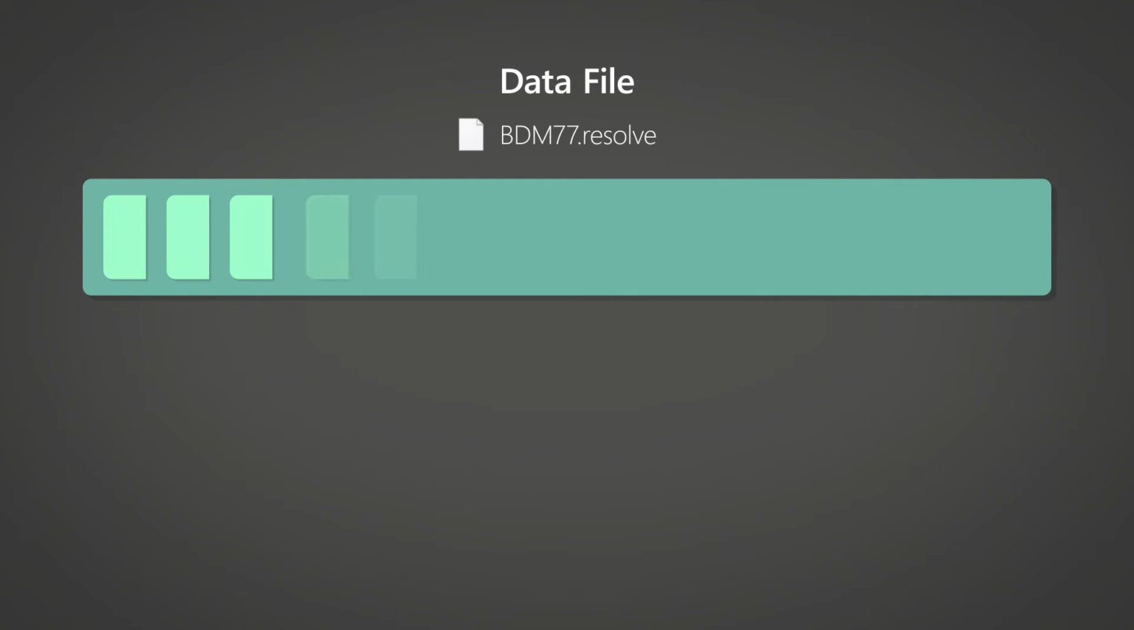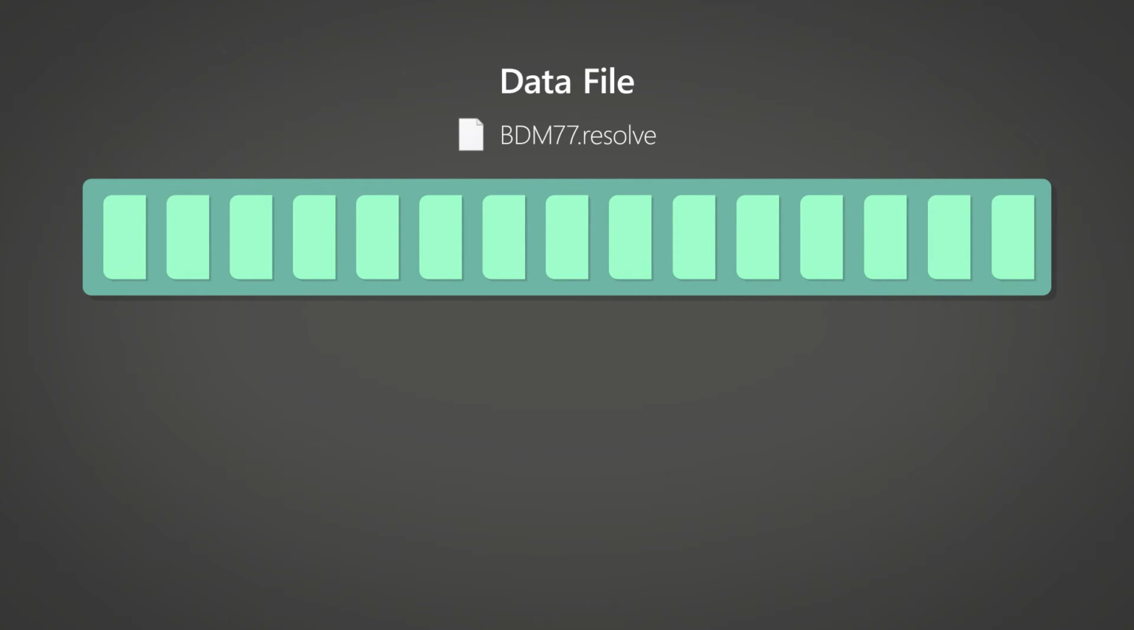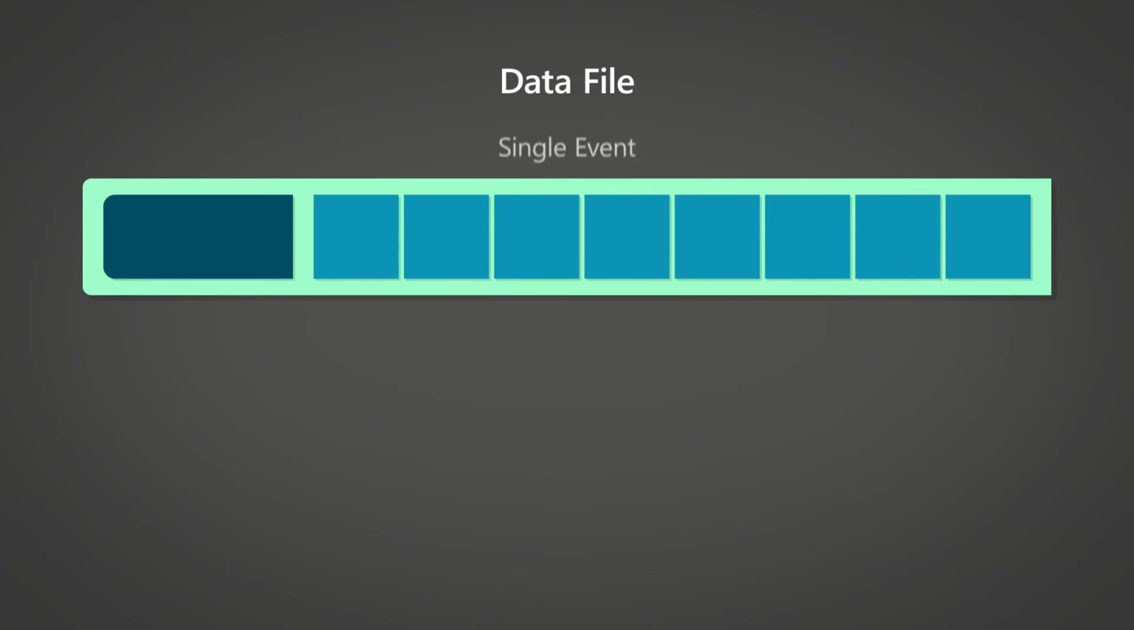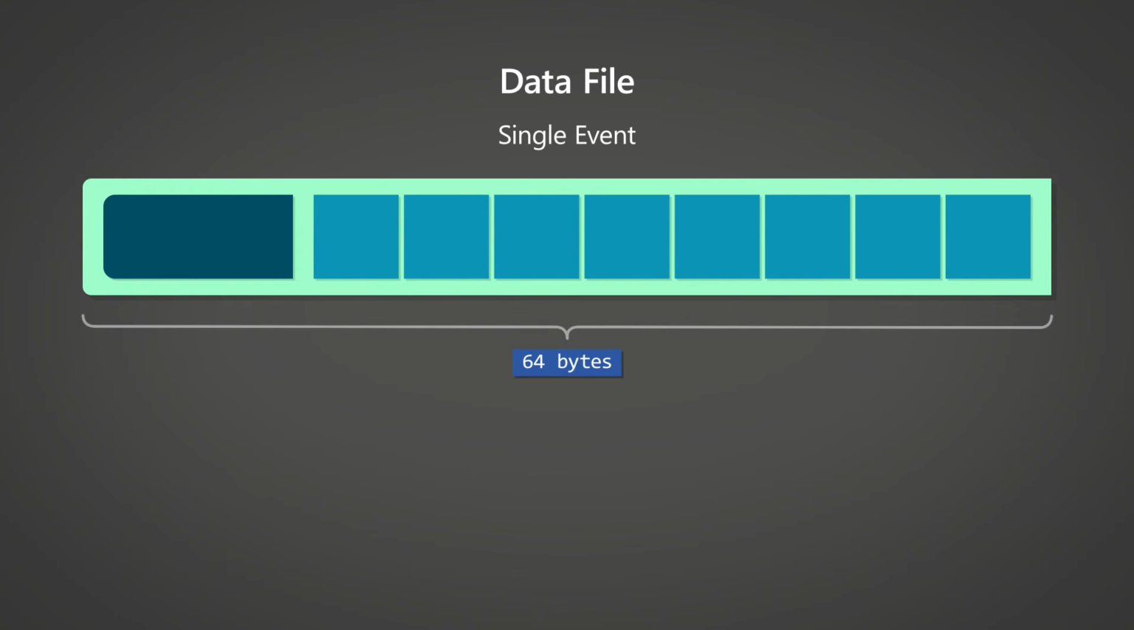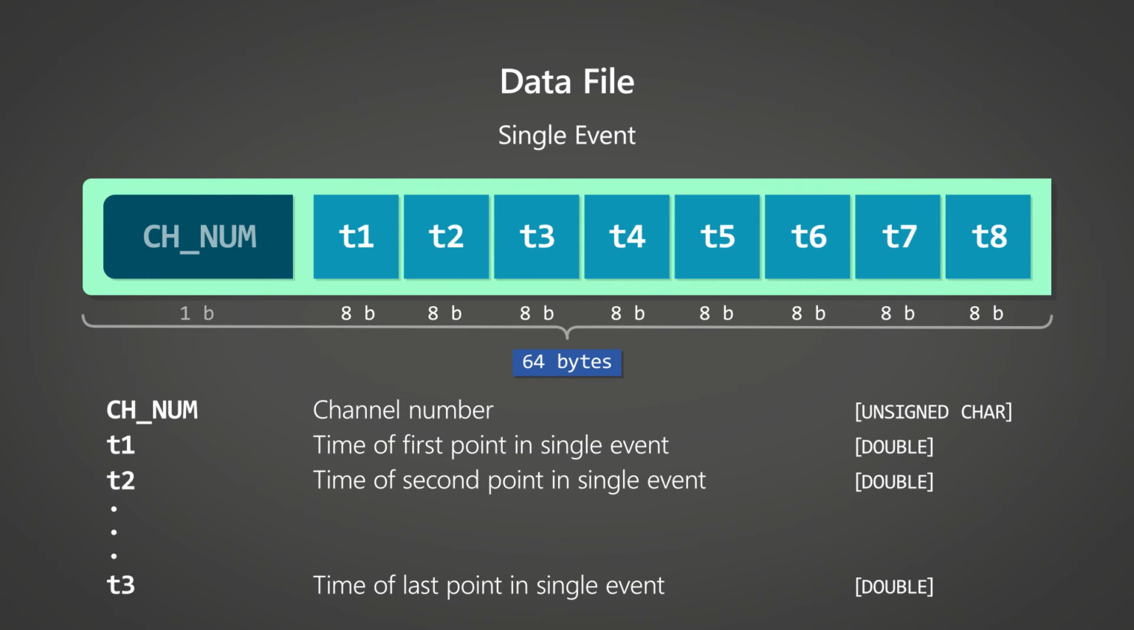Data files are in binary format and consist of small units, each of which includes information on a single event. One unit contains 64 bytes. The first byte is an unsigned char that represents the channel number of the single event. This is followed by 8 doubles, which contain 8 bytes each. These represent the 8 MVT times in the single event.